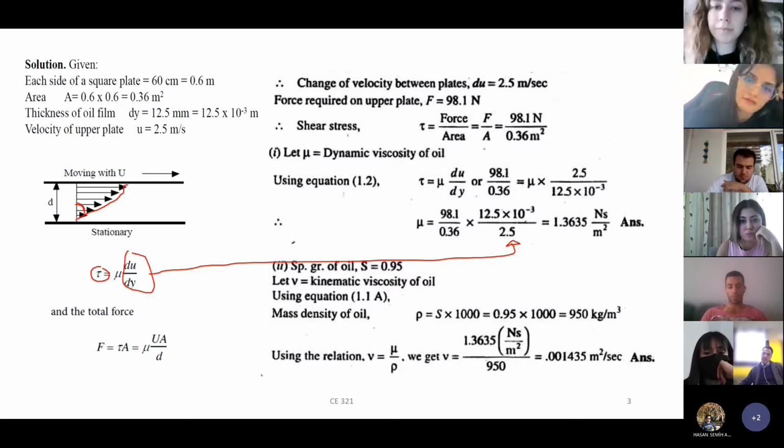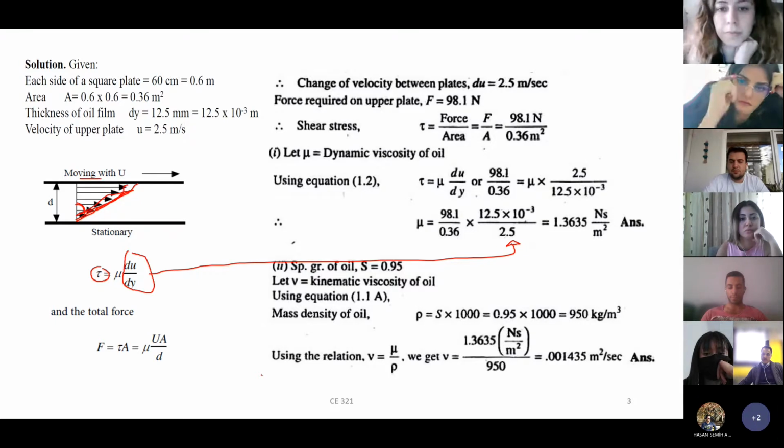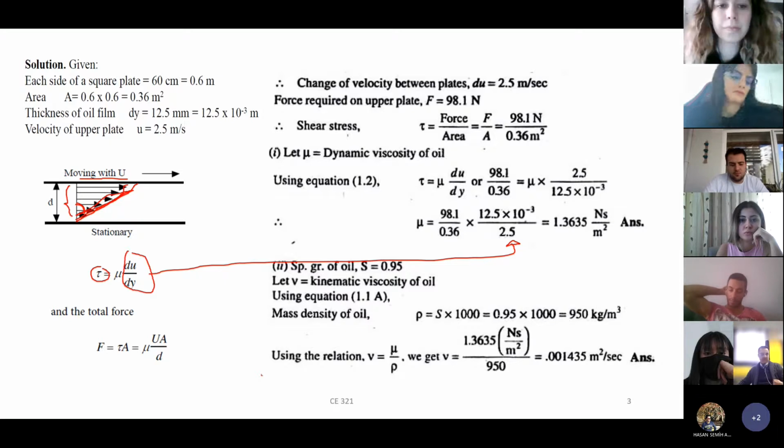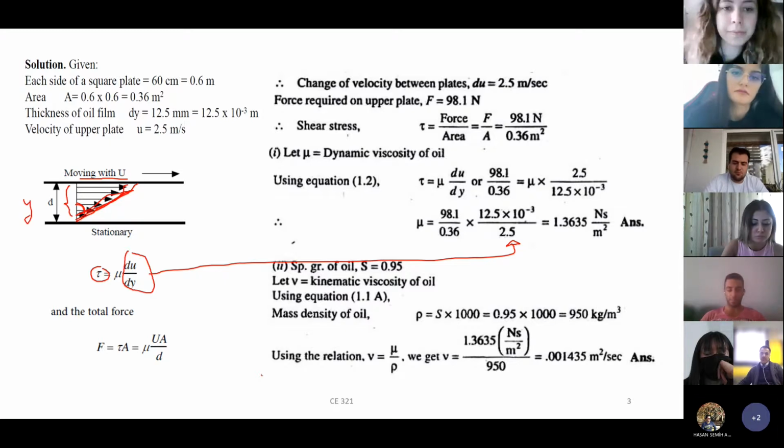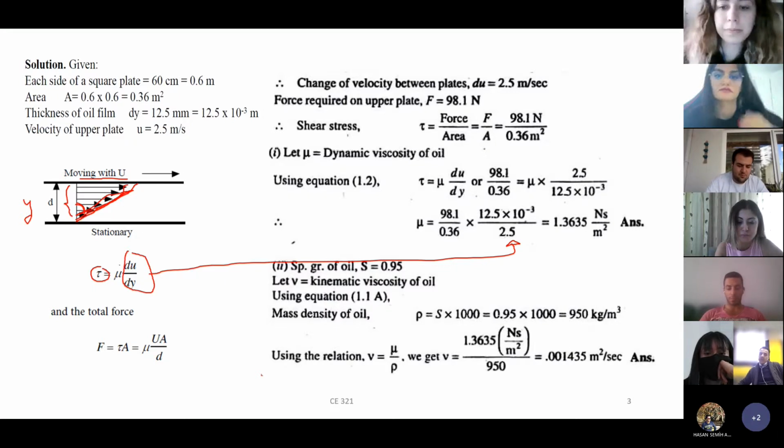And we know that this increase seems linear, yeah? Linearly increased velocity. Therefore, you have a triangle here. You have a triangle, and for the tangent, instead of du over dy, you can say u, or this side, over d, or u over y. In some cases, we show y by d, which both shows the thickness of the fluid. So instead of du over dy, we can use what? U over y.